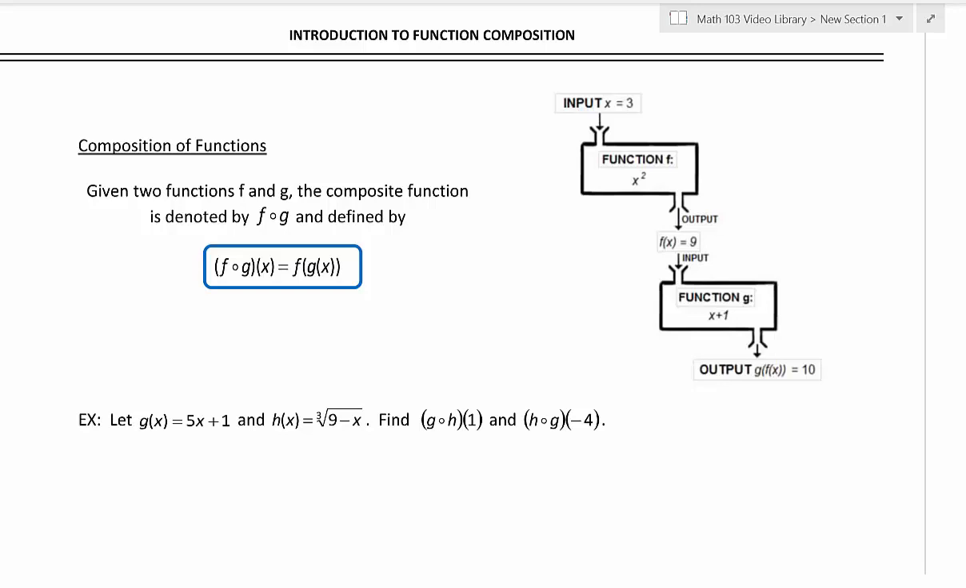This video gives an introduction to function composition. Function composition is defined as follows.